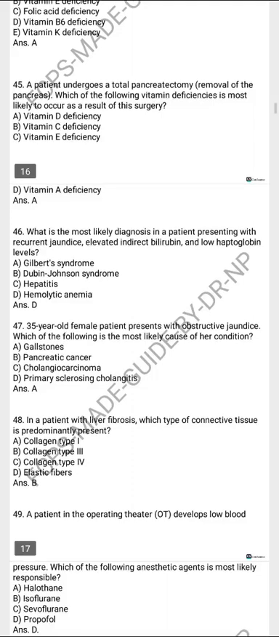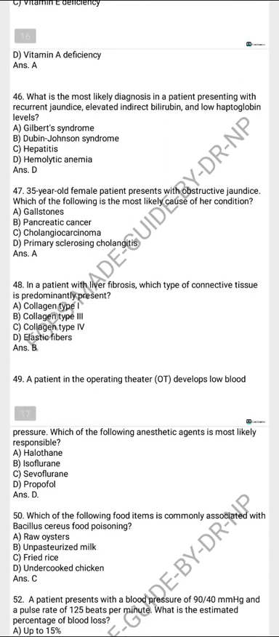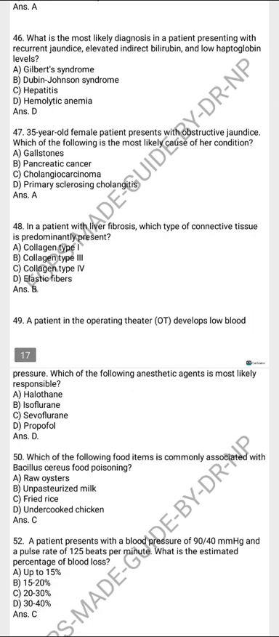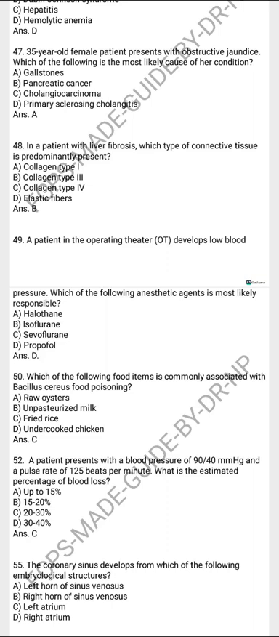Vitamin D deficiency. What is the most likely diagnosis in a patient presenting with recurrent jaundice, elevated indirect bilirubin and low haptoglobin levels? Hemolytic anemia. A 35-year-old female presents with obstructive jaundice. Which of the following is the most likely cause of her condition? Gallstones. In patients with liver fibrosis, which connective tissue is predominantly present? Collagen type 3. A patient in the operation theatre develops low blood pressure. Which of the following anesthetic agents is most likely responsible? Propofol.